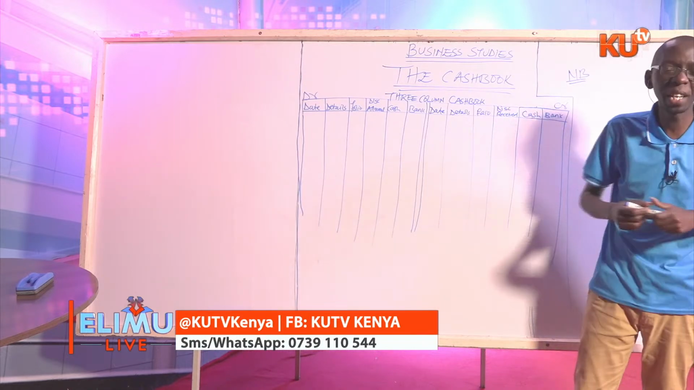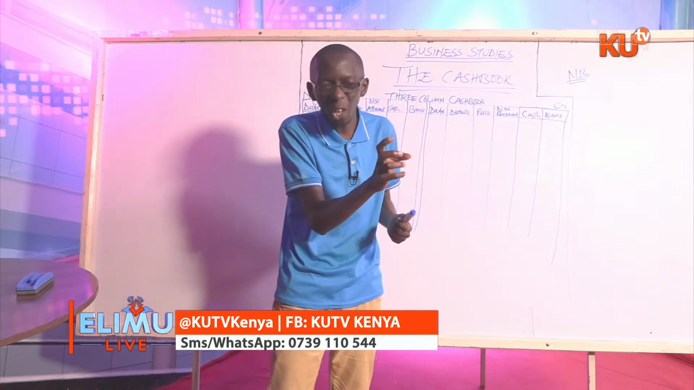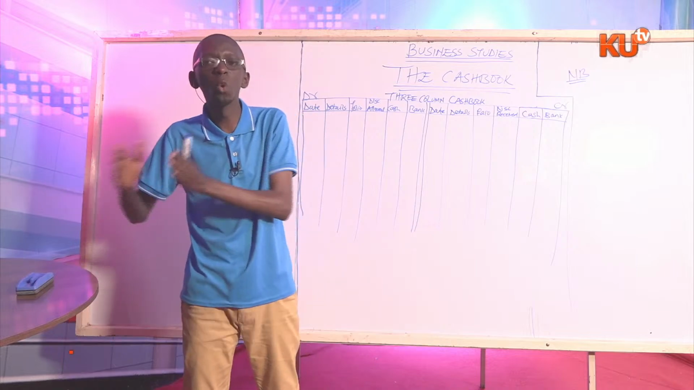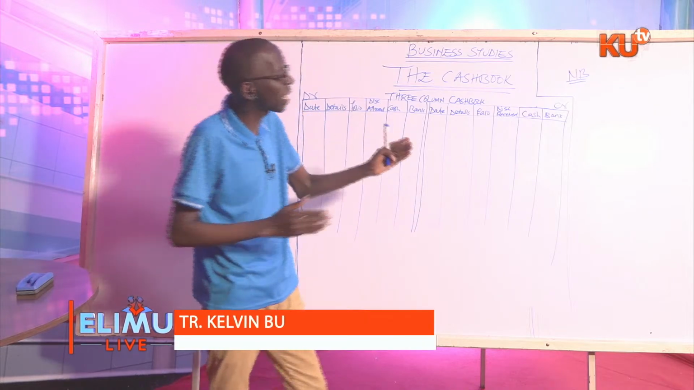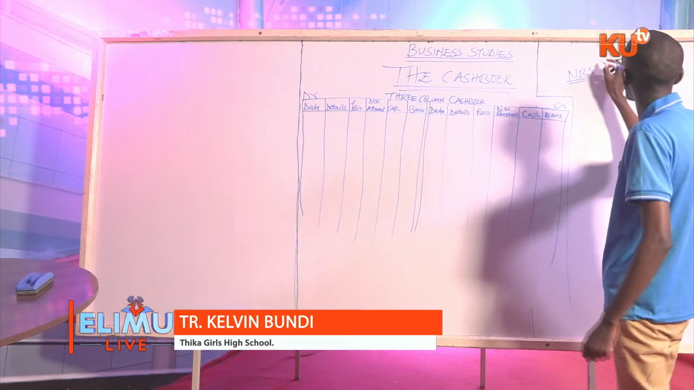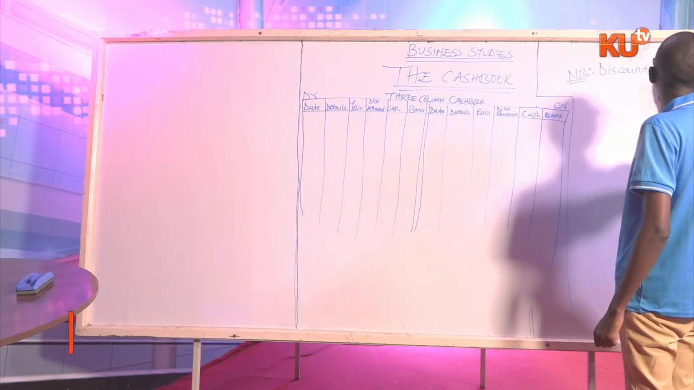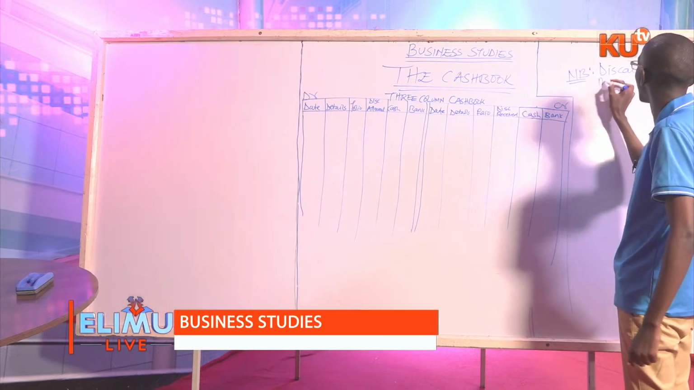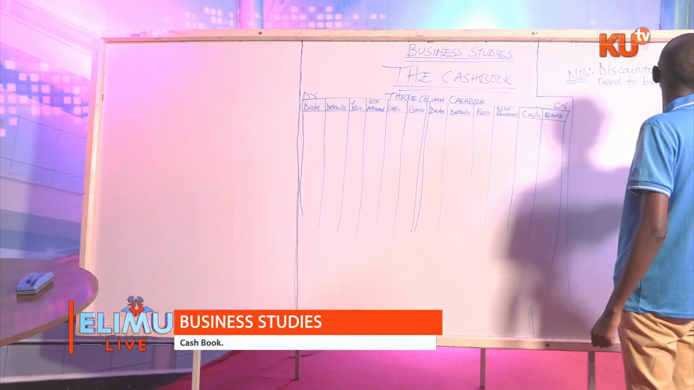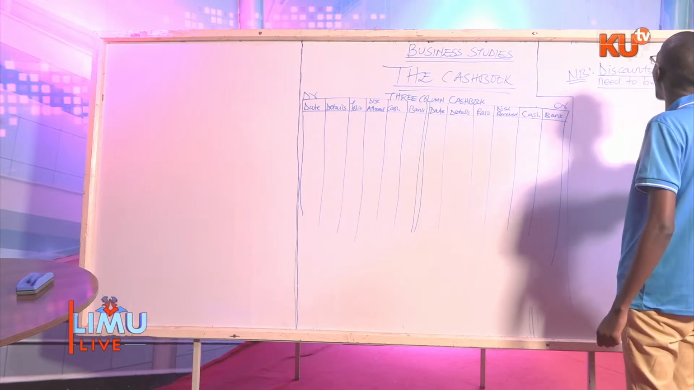Some students experience a problem in knowing which discount has already been deducted and which discount needs to be deducted. When do you deduct? And when is it already deducted?